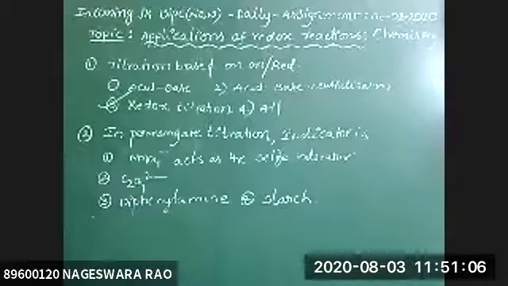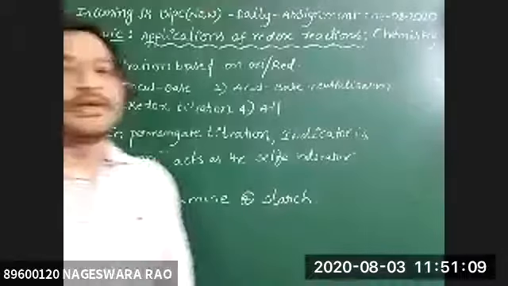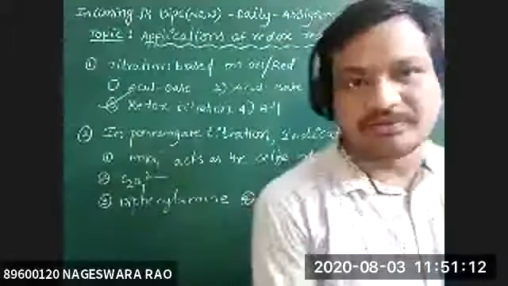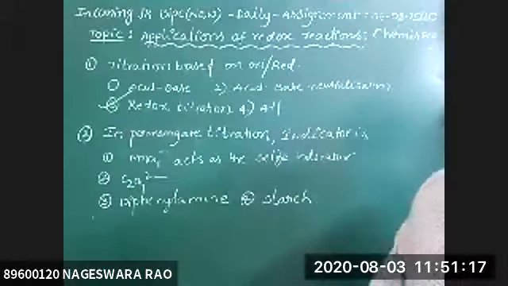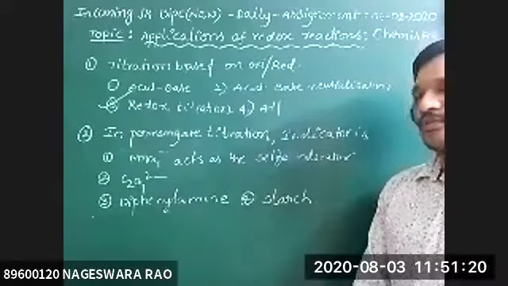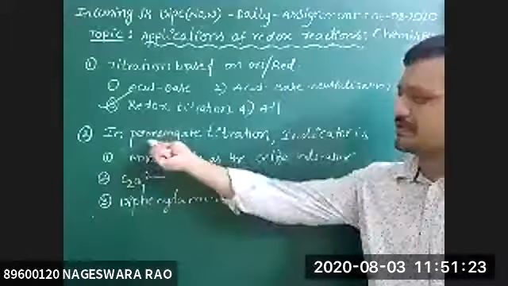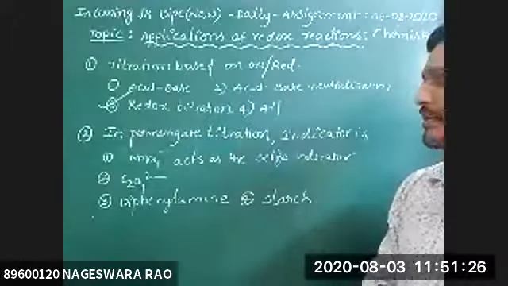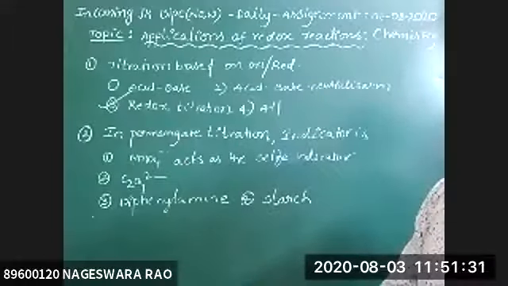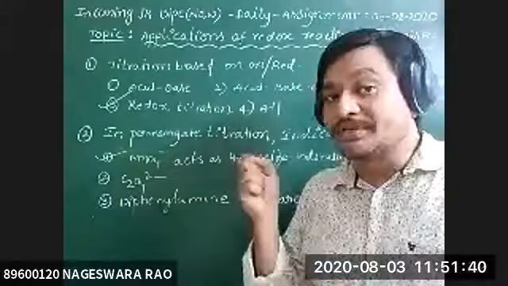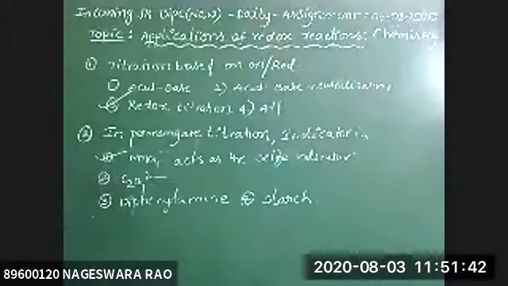In permanganate titrations, KMnO4 reacts with oxalic acid or with Mohr's salt, whatever it may be. These titrations are called permanganate titrations. In permanganate titration, MnO4 minus acts as self indicator. After formation, Mn2+ is a self catalyst or autocatalyst. That's why KMnO4 itself acts as self indicator.